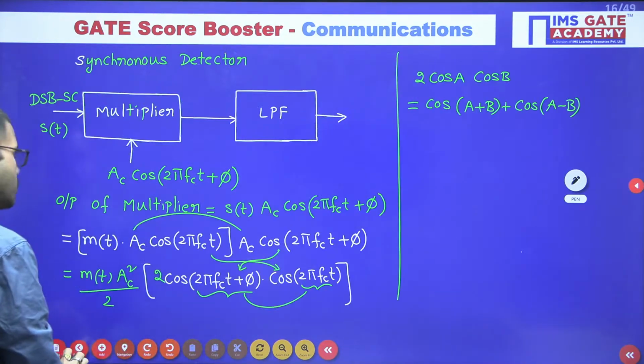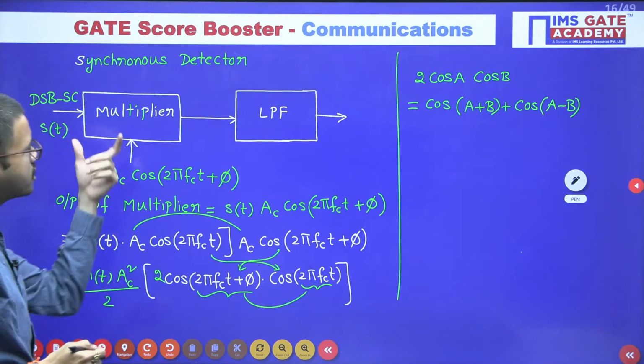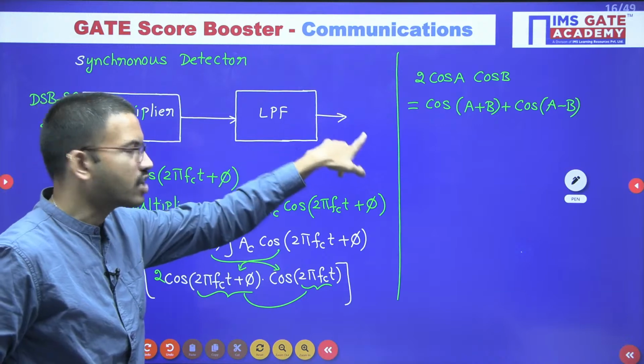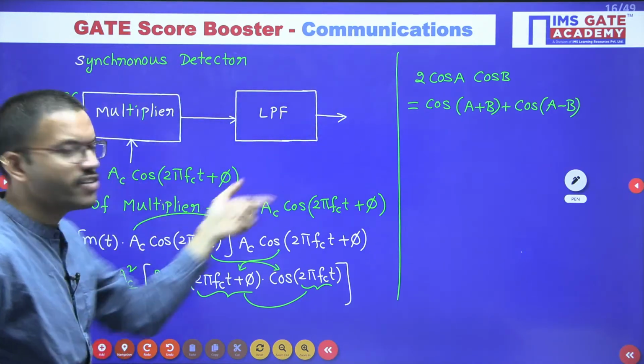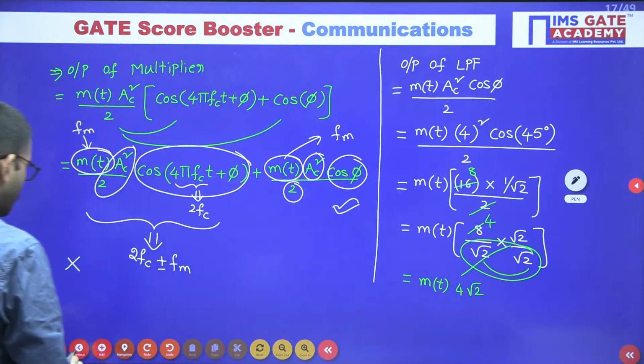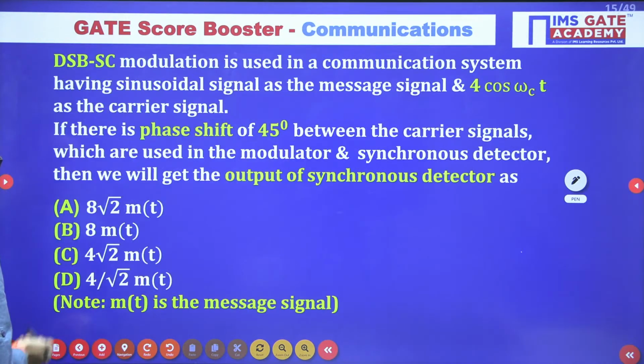See, in the synchronous detector you have 2 blocks. The first block is the multiplier and the second block is the low pass filter. So whatever you get at the output of the low pass filter is nothing but the output of the synchronous detector. Right, so here we are getting m of t into 4 root 2. Now let us observe the options. Yes, option C is matching: 4 root 2 into m of t.